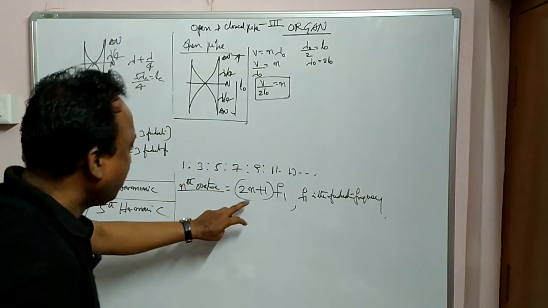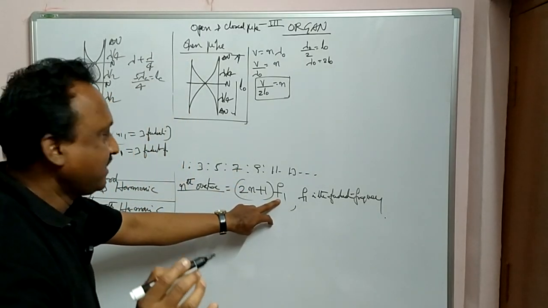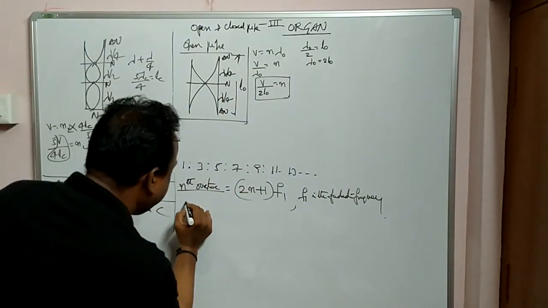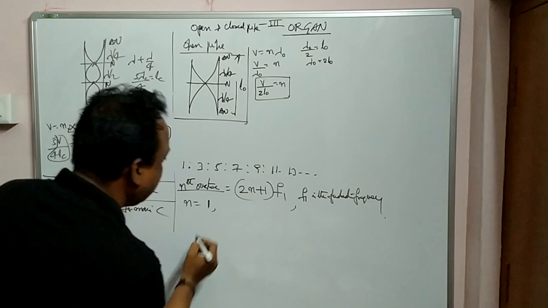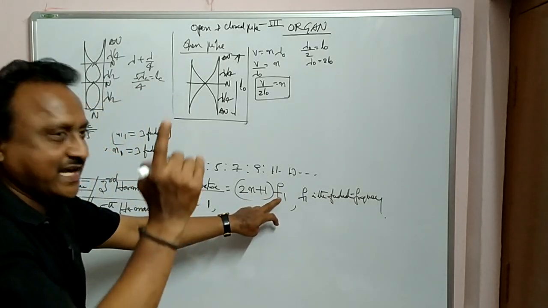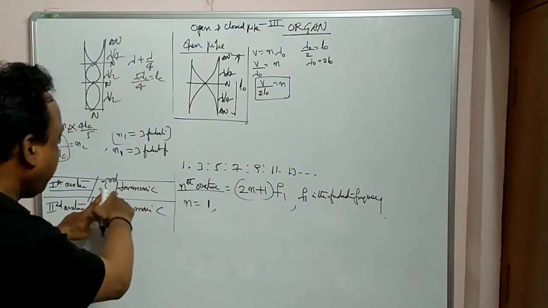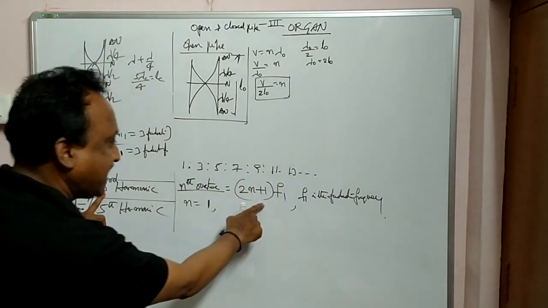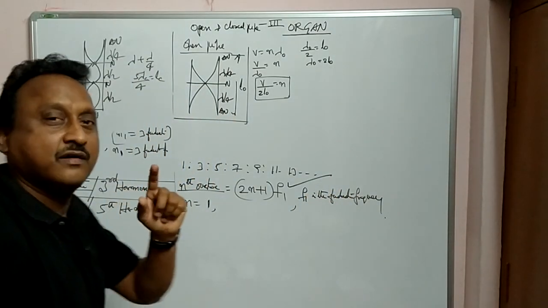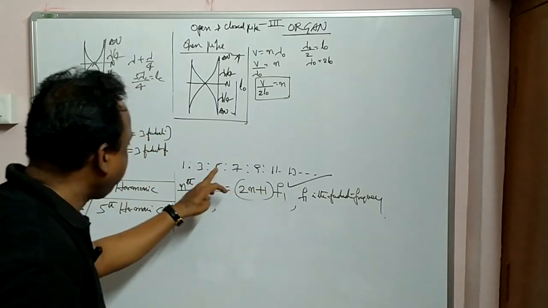Put n is equal to 0, you are getting F1. But I want the first overtone. For the first overtone, put n is equal to 1. What happens? 2 ones are 2, plus 1 is 3. So 3F1, satisfying. So the first overtone is equal to the third harmonic. So it is satisfying this formula. Put n is equal to 2, second overtone. 2 twos are 4, plus 1. How much? 5F1, satisfying.